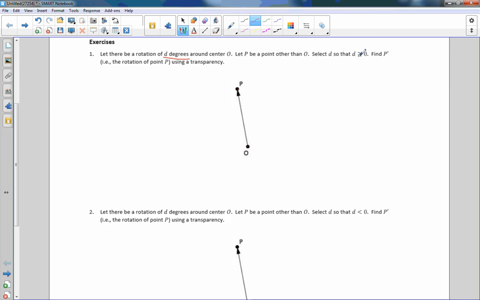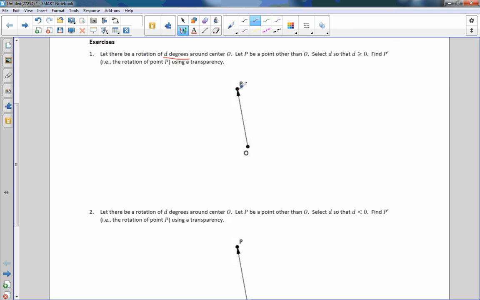Well, I don't know why they have an equals 0 here, because if I did, then that would coincide. And we want to rotate. And a rotation of 0 degrees is not a rotation. So let's move on. Find P prime, for example, the rotation of point P.